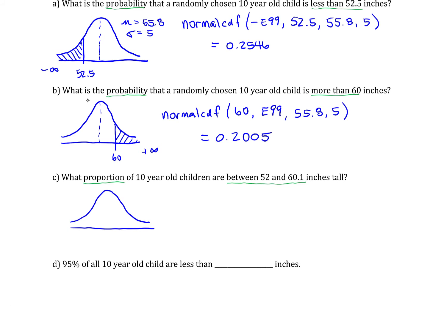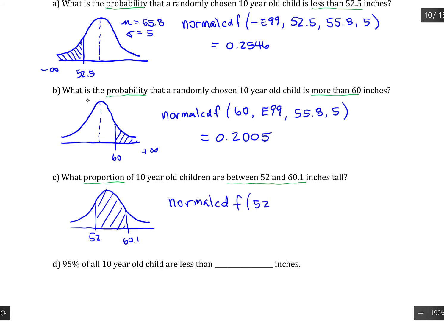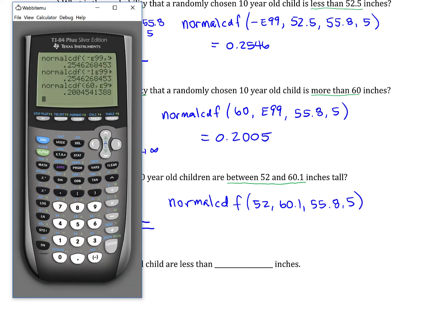Your sketch generally is just to help you identify what the lower bound of your shaded region and the upper bound of your shaded region are. But when you're doing a between probability, the upper bound and lower bound are pretty easy to identify. So normal CDF, lower bound 52, upper bound 61, and 55.8 and 5. So we'll use the calculator to get our probability. And we come up with 0.5815.